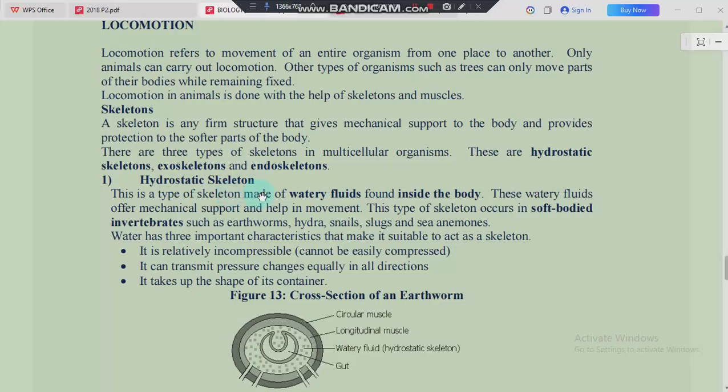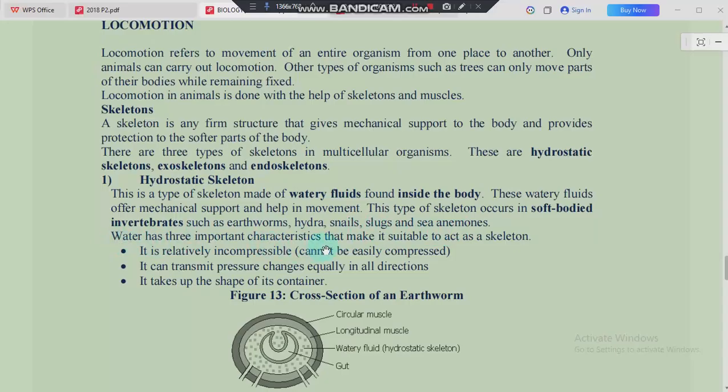This is a type of skeleton which is made up of watery fluids found inside the body. The watery fluid offers mechanical support and helps in movement. This type of skeleton occurs in soft-bodied invertebrates such as the earthworms, the hydra, the snails, the slugs, the sea anemones, and all those other different invertebrates. They have a hydrostatic skeleton.